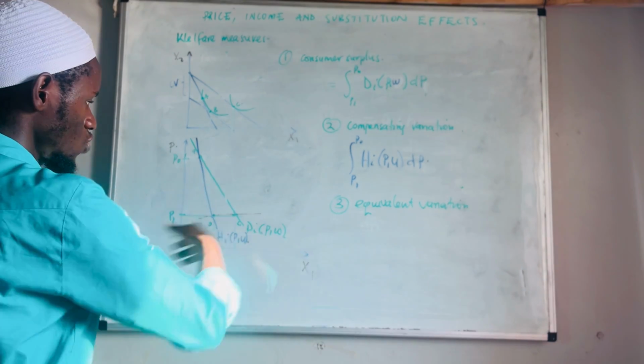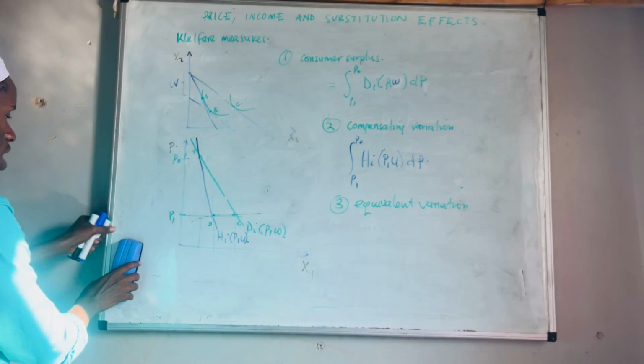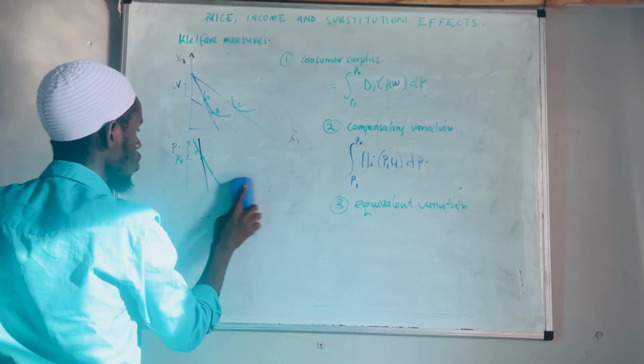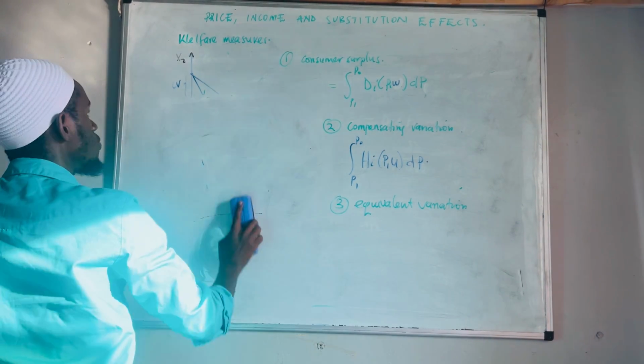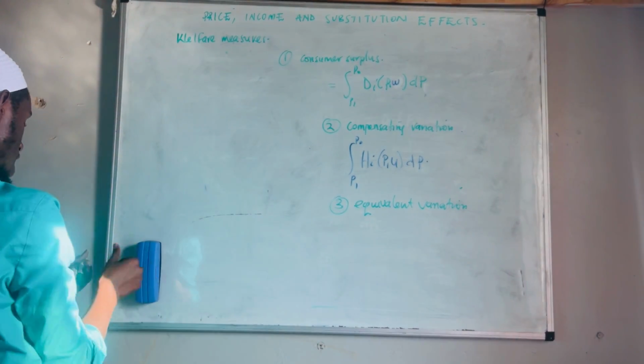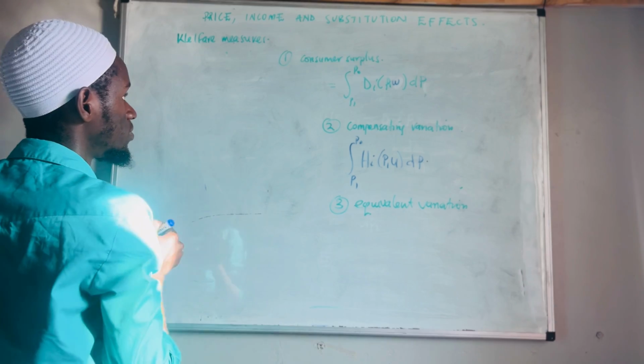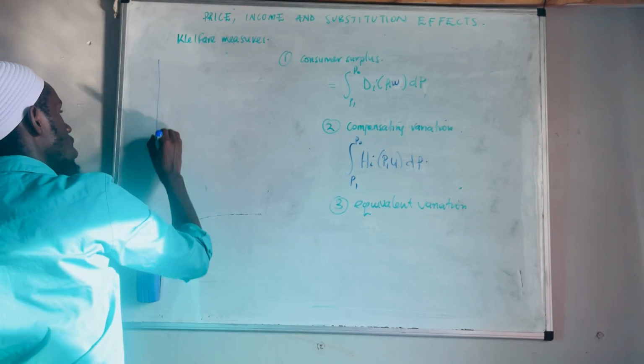Now for this equivalent variation, I think you just need another diagram showing a price increase. For a price increase, I think things are also fine. We also have the same diagrams as we have.